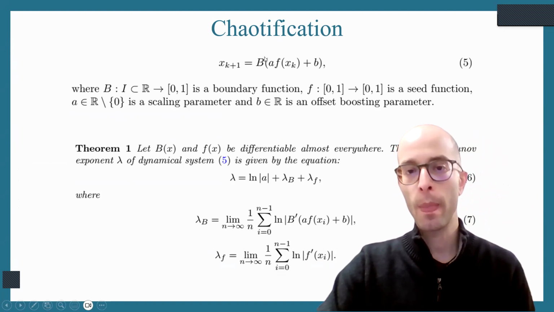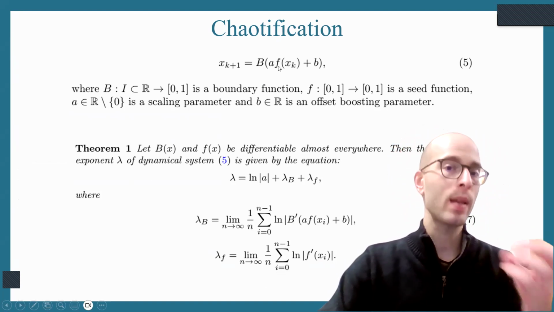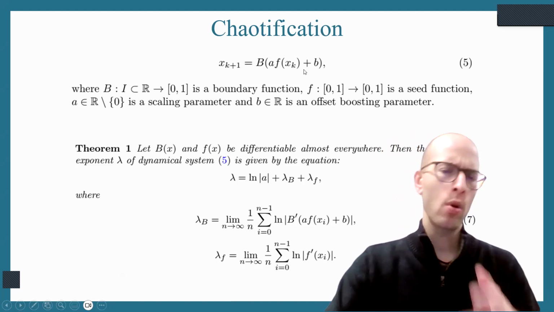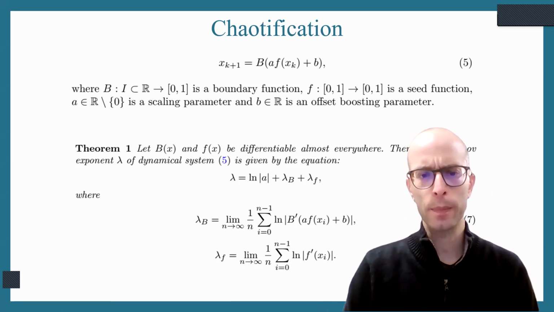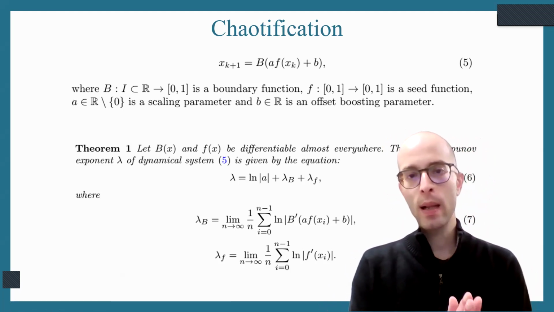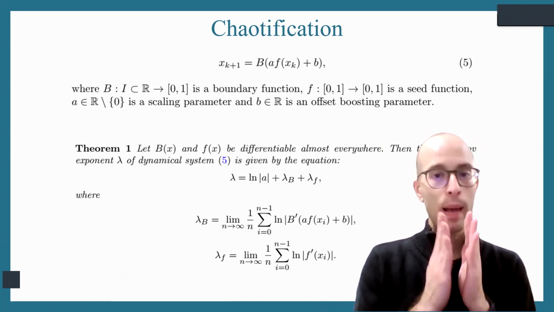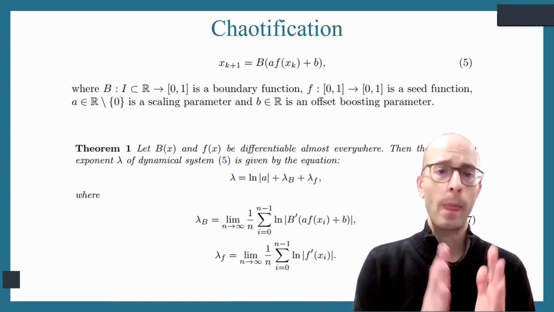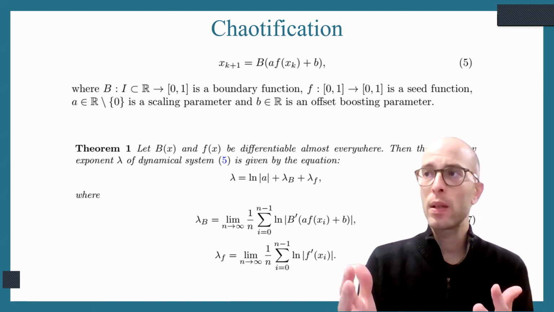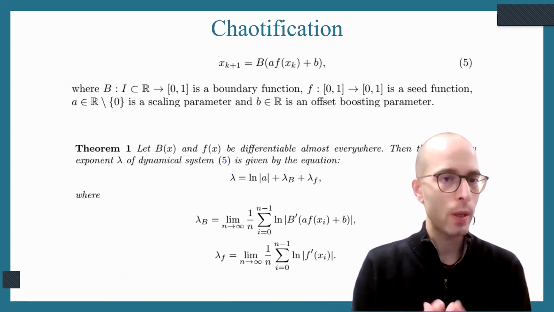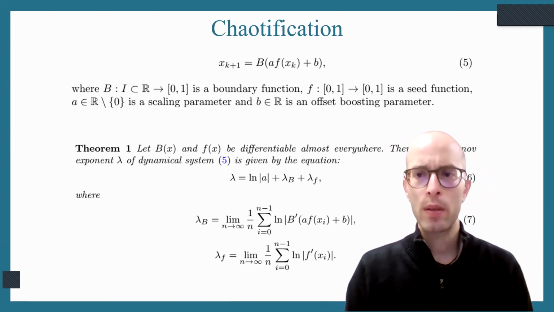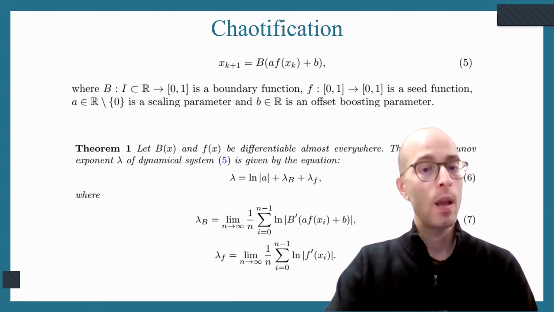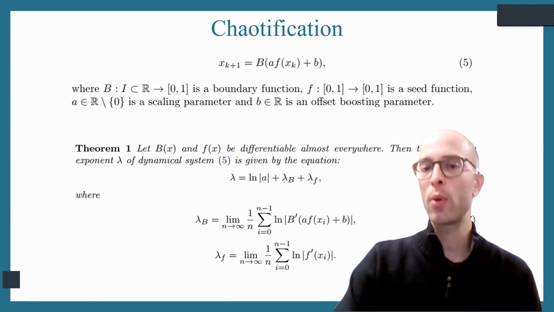B is a boundary function. F is, of course, as we saw in previous videos, a seed function scaled by a factor of A plus some parameter B that works basically doing offset boosting. What we did as a first result is derive a Lyapunov exponent expression for this very general architecture of chaotification. Remember, it's very important, apart from numerical simulations, to also include mathematical results. The very early papers, let's say 6, 7 years ago, didn't do that, and it's very important to actually have mathematical results. So this is our first important mathematical result, the Lyapunov exponent.